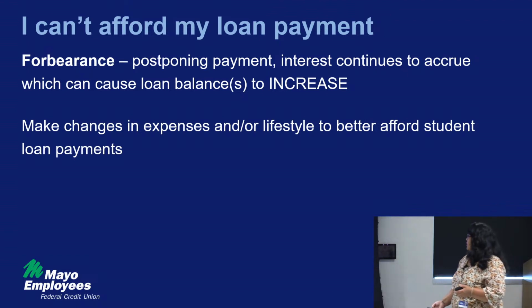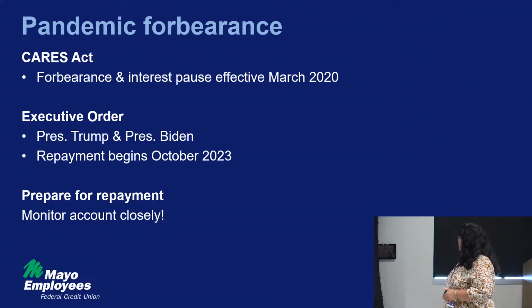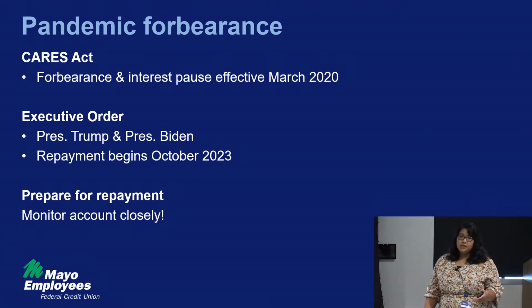And the pandemic forbearance, the CARES Act, was a forbearance and interest pause effective March 2020. It was an executive order by President Trump and President Biden. Repayment begins October 2023. So you want to monitor your account. You want to talk about budget. You want to look into budgeting.